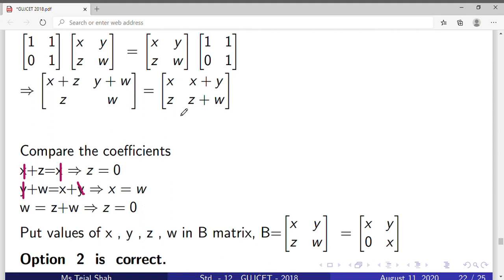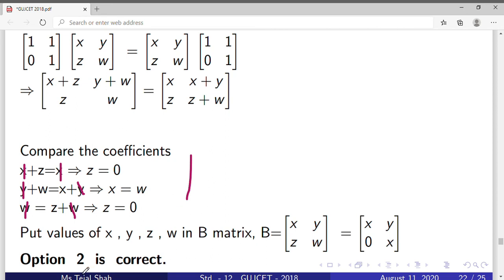Z equal to Z as it is. W equal to Z plus W. So from this W cancels out, so we get Z equal to 0. So after comparing coefficients, we get two relations, Z equal to 0 and X equal to W. For Y, we don't have any information, so that's why we keep Y as it is.